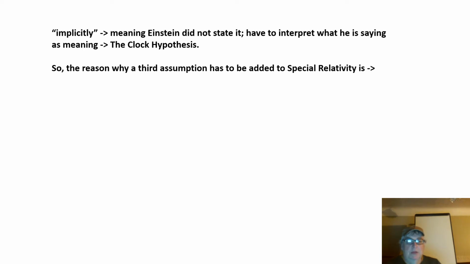It used the wording implicitly, so Einstein is not stating it. He does not state the clock hypothesis in his 1905 paper on special relativity. Instead, you have to interpret Einstein as meaning the clock hypothesis. So now we look at the reason why a third assumption has to be added to special relativity.